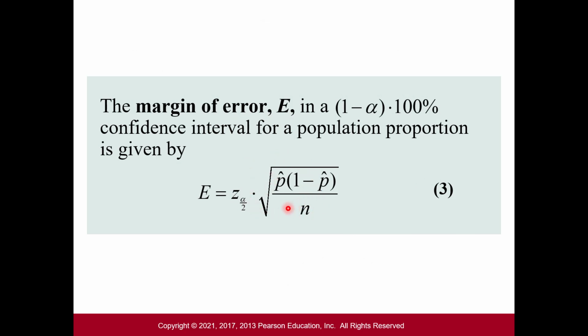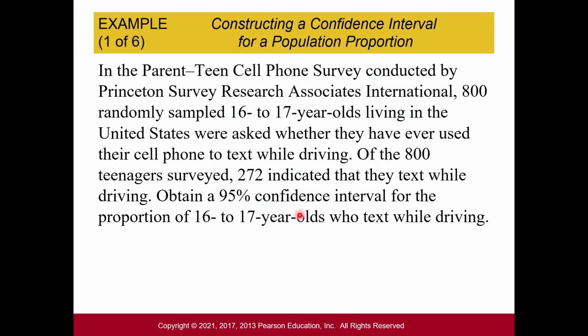We had seen this in the previous slide: the margin of error is z sub alpha over 2 times the standard deviation, the square root of p hat times its complement over n. So let's try this out.